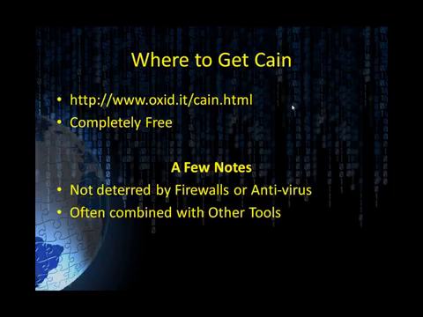So where do you get Cain? You get it at www.oxid.it. That's oxid.it/cain.html. And it is completely free and open source.